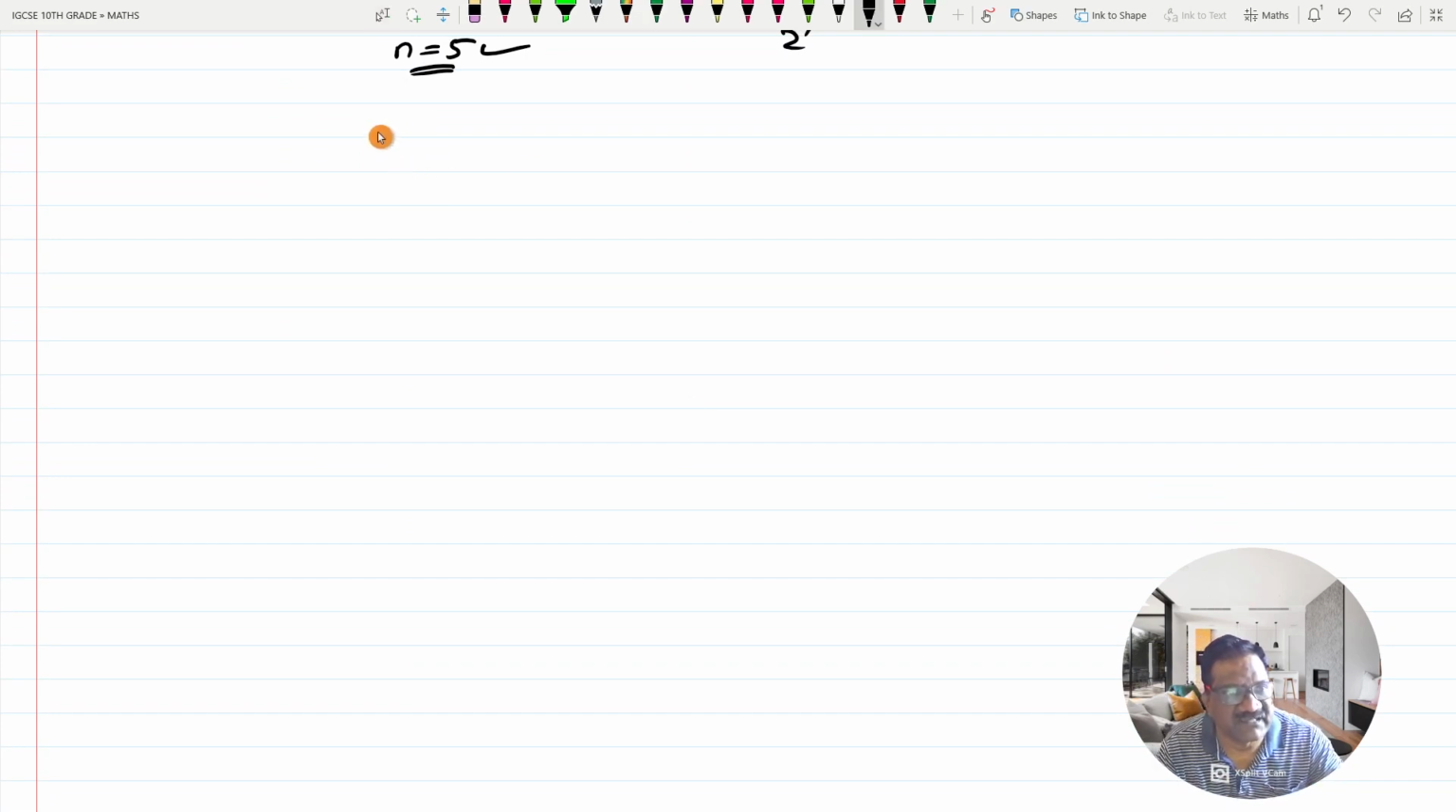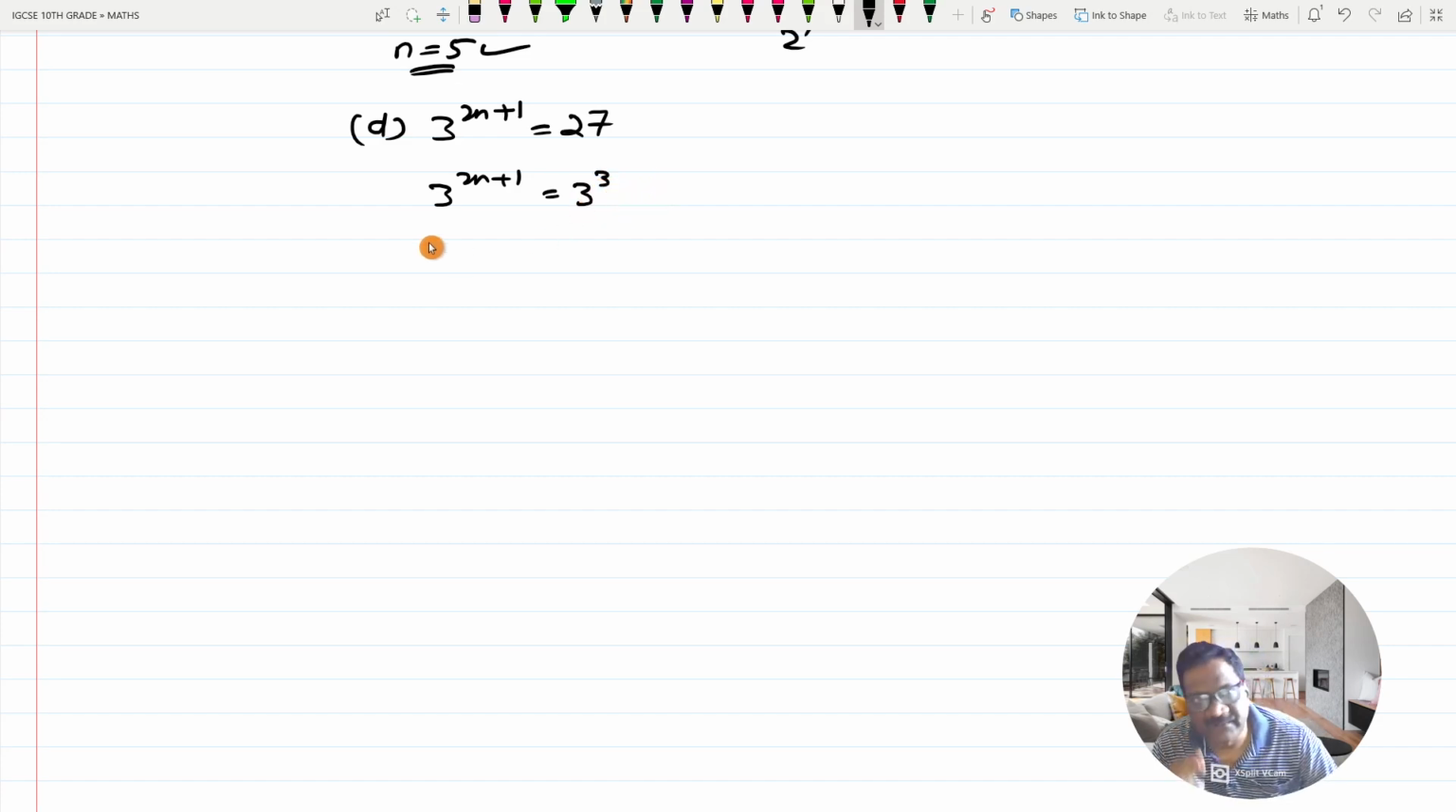Sub question D is like this. It is 3 raised to 2n plus 1 equal to 27. Fine. So what I'll do now is write 27 as 3 raised to 3, because 3 times 3 is 9, and 9 times 3 is 27. Now because the bases are the same, I can equate the indices and write 2n plus 1 equal to 3, 2n equal to 2, n equal to 1.